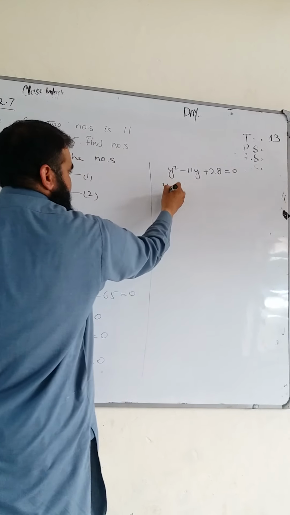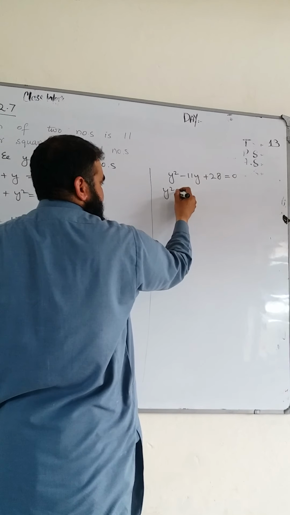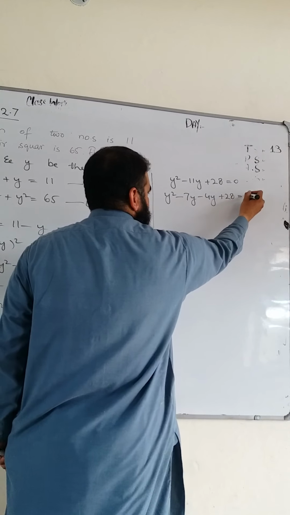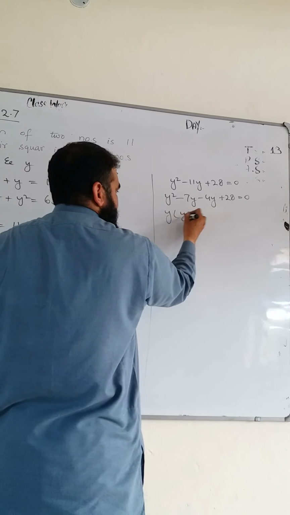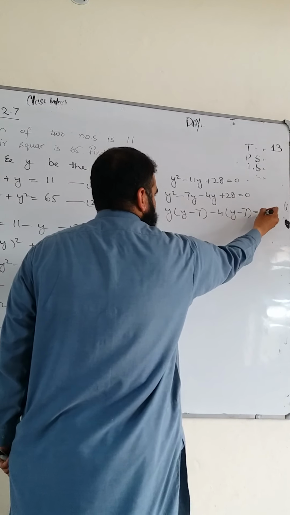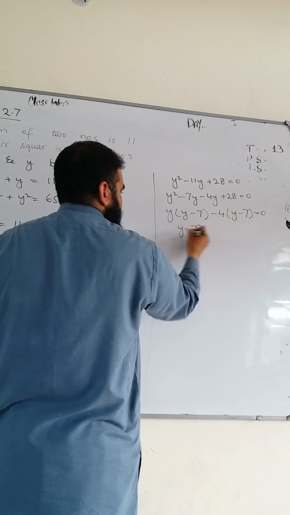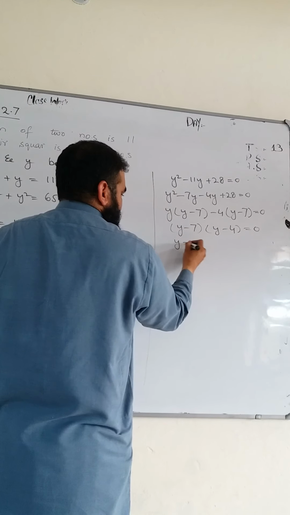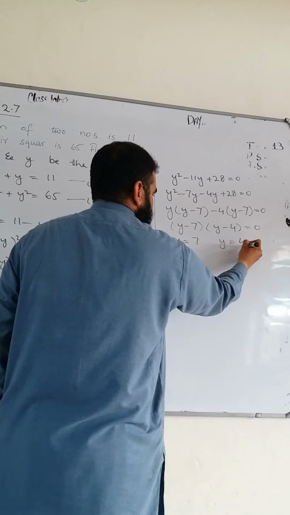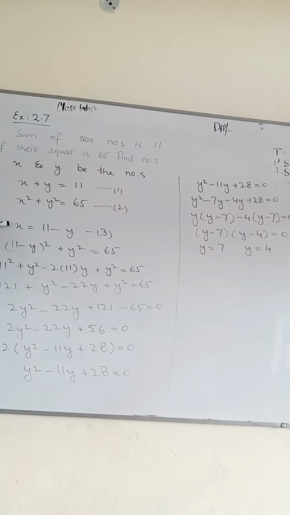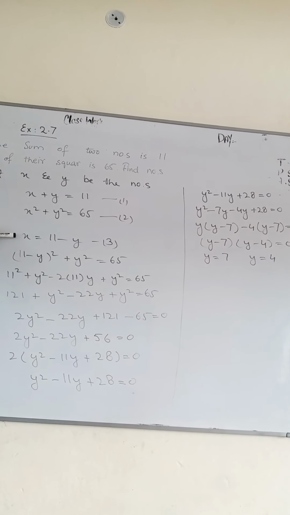So we have y square minus 11y plus 28 equals 0. We will write y square, 7 fours are 28, so minus 7y minus 4y plus 28 equals 0. Taking y common, y minus 7, then taking minus 4 common, y minus 7 equals 0. So y minus 7 and y minus 4 equals 0. So y is equal to 7 and y is equal to 4. Now we have two values and both of them are positive. So we will put these two values in this equation, so we will get the value of x.